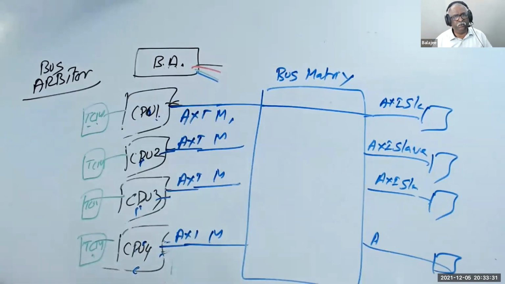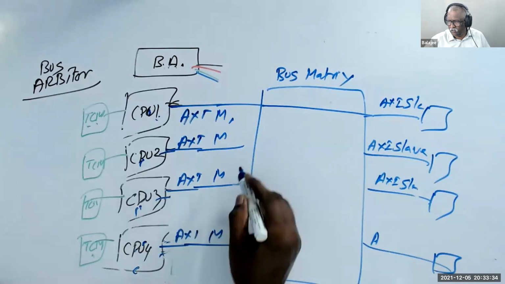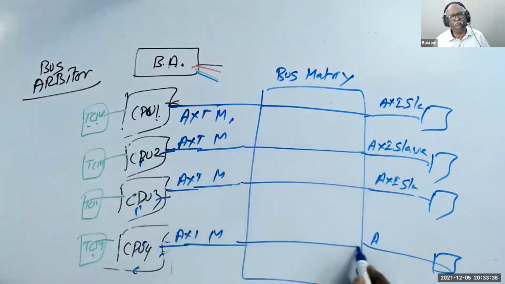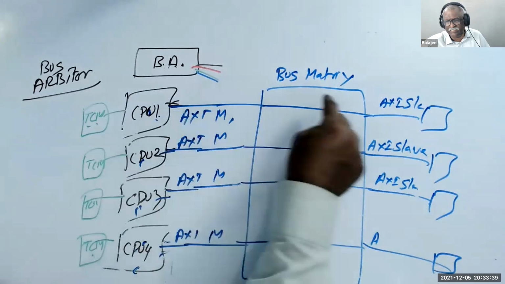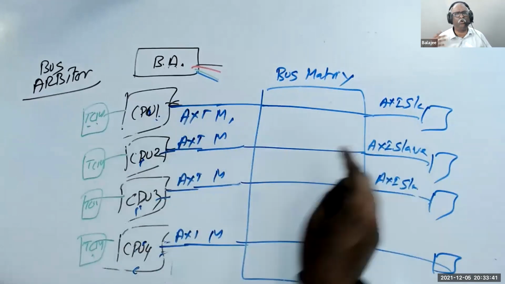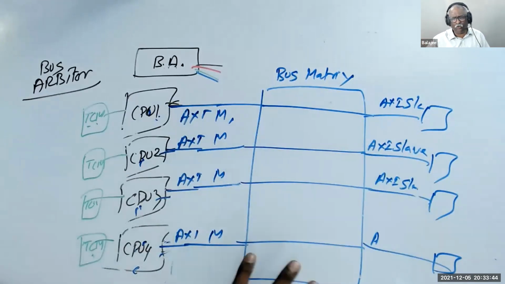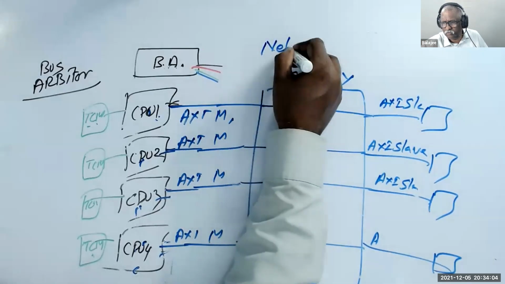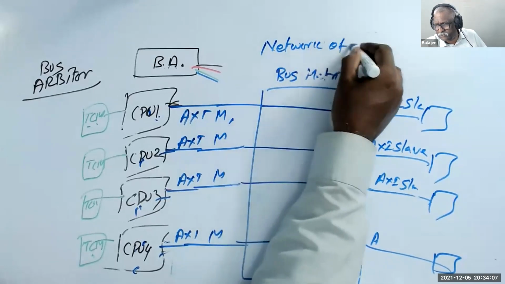So this is a new concept, where when this guy is accessing this guy, this guy can access this guy. There's no common bus. This is actually called by a different name. It's called NOC, network of chips.